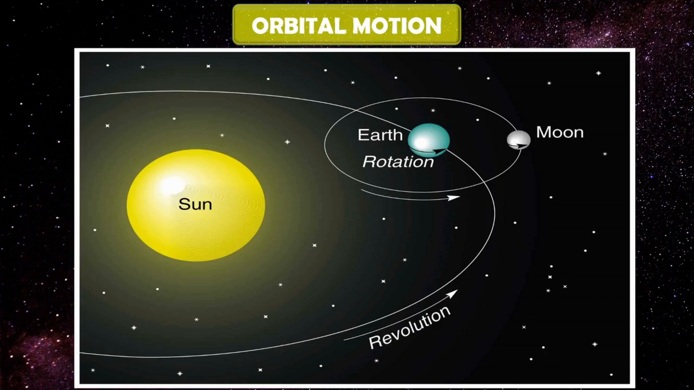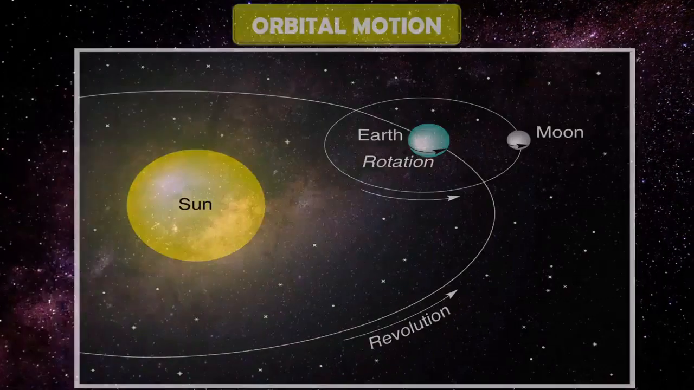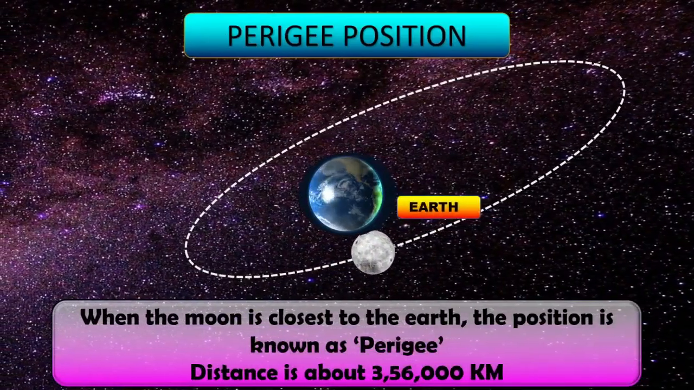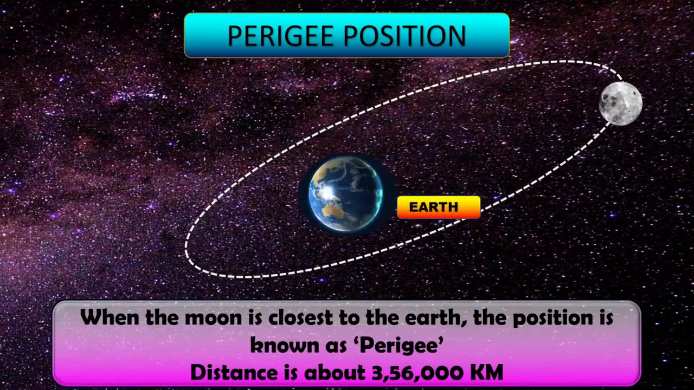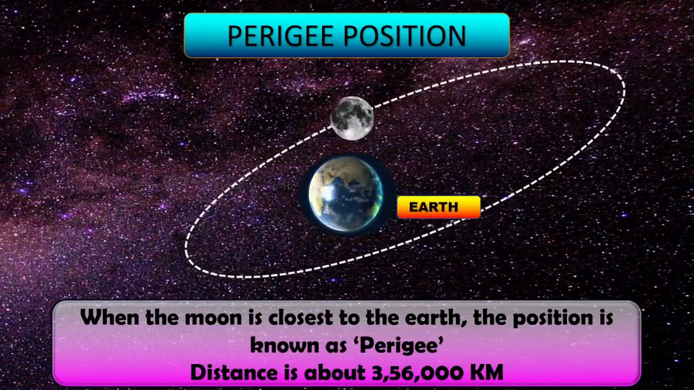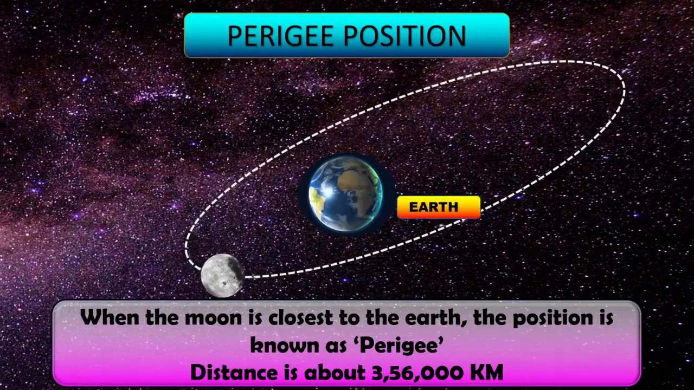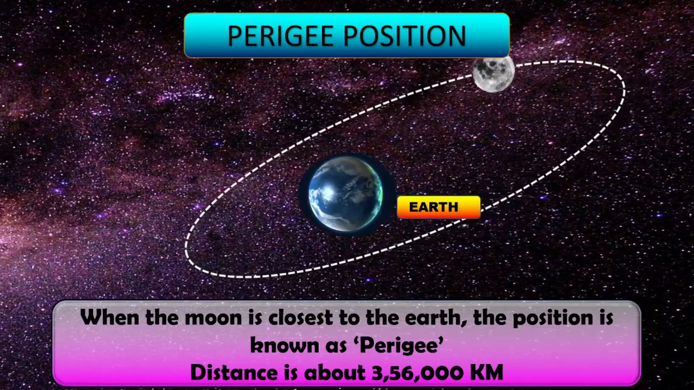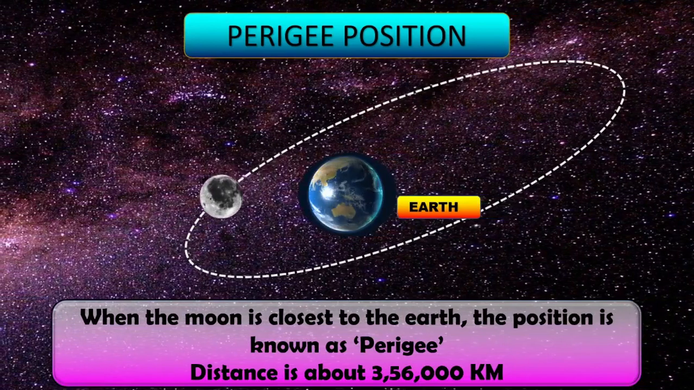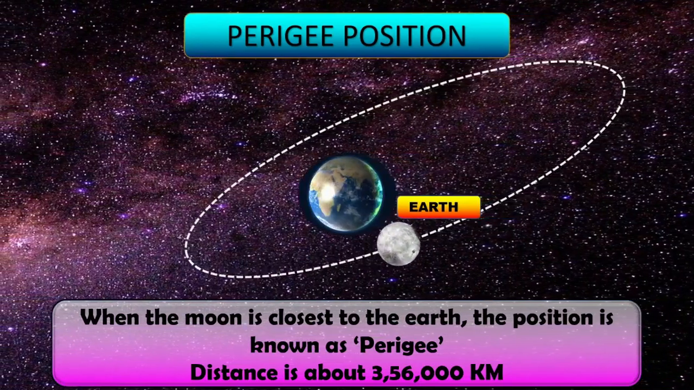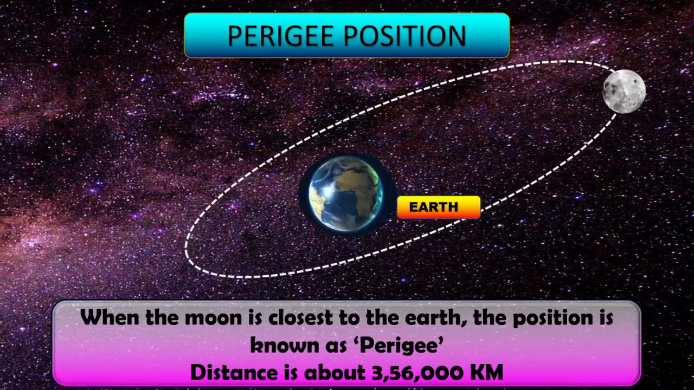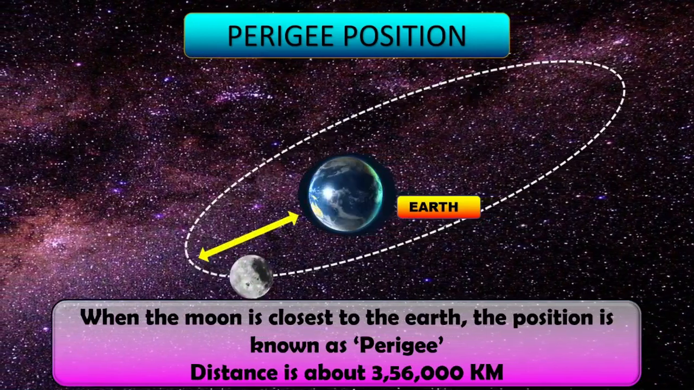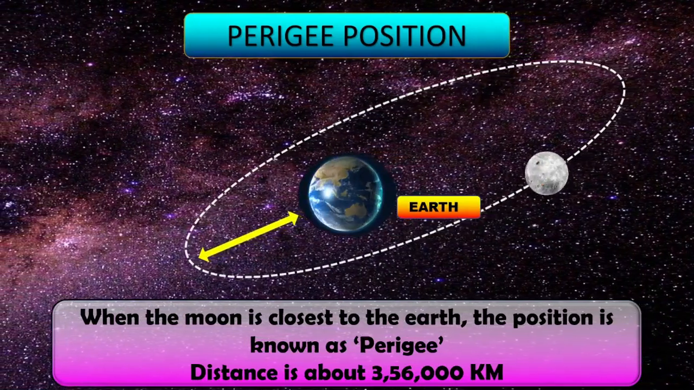The moon's orbit of revolution is also elliptical, as that of the earth. It means that the moon revolves around the earth in an oval shaped path, as you can see in the picture. Hence, the distance of the moon from the earth is not the same everywhere along its orbit while revolving.